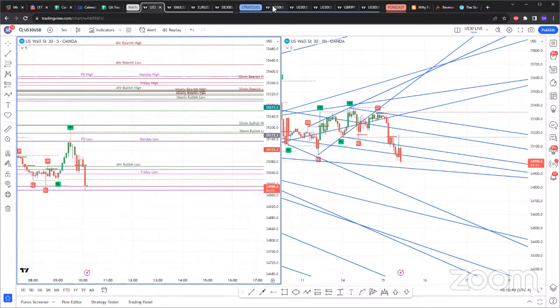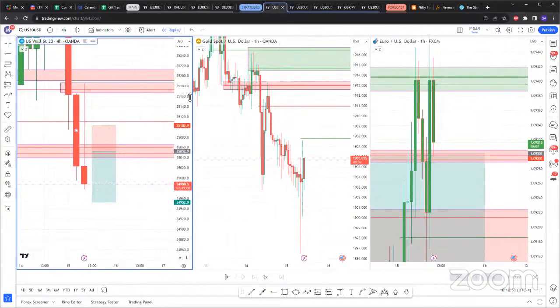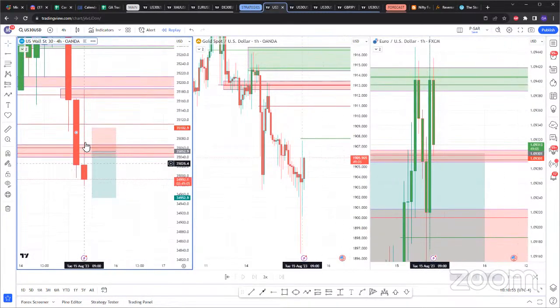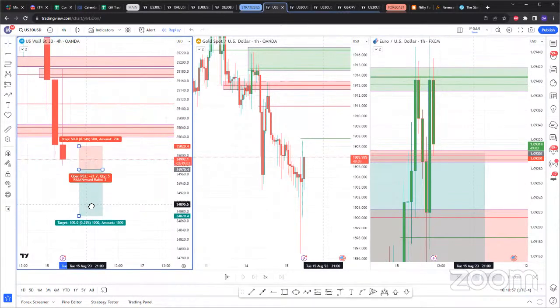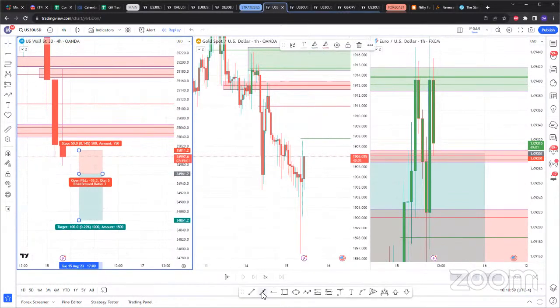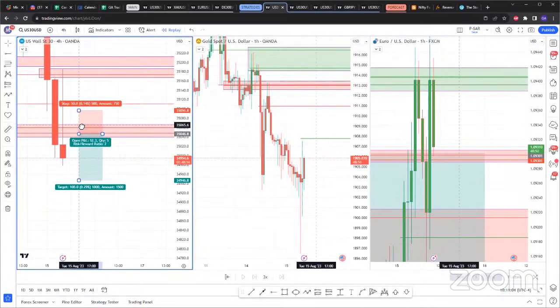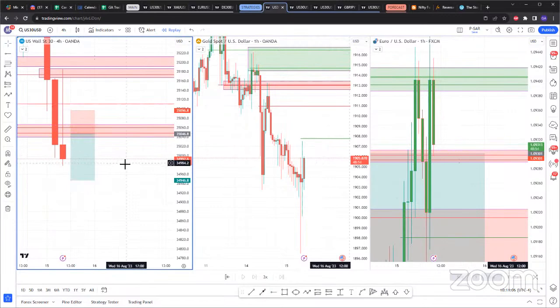So just keep that in mind for you guys. Now, same thing, right? If this 4 hour candle closes below here, that's a valid entry, but I will wait for the Judas swing to come back and tap me in. So for me, either way, this is where my sell on US 30 will be.